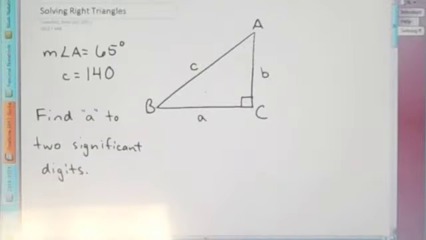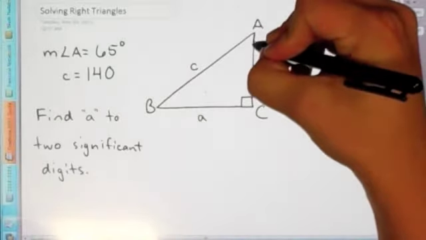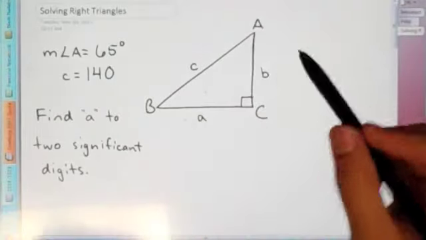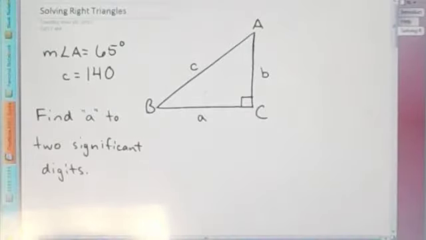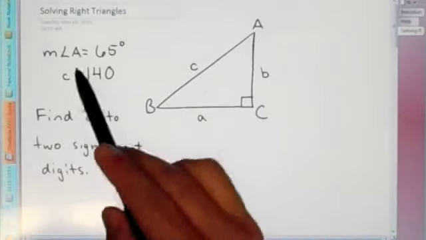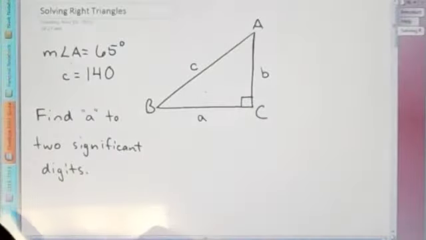Hey Algebra 2, today we're going to be talking about solving right triangles, okay? Solving right triangles. Well, we have our triangle here again. Angles are capital letters, sides are lowercase. I'm going to give you some information here. So the measurement of angle A is 65 degrees and C is 140.